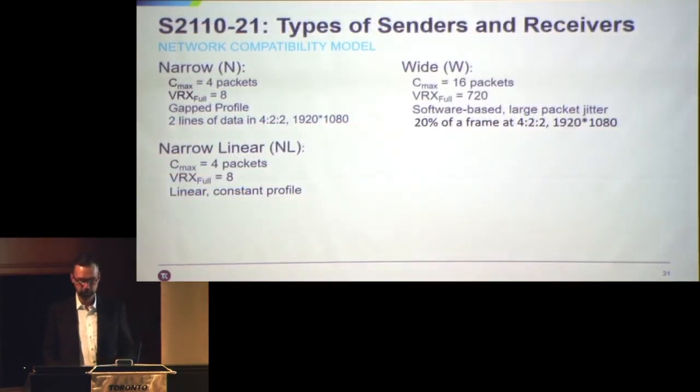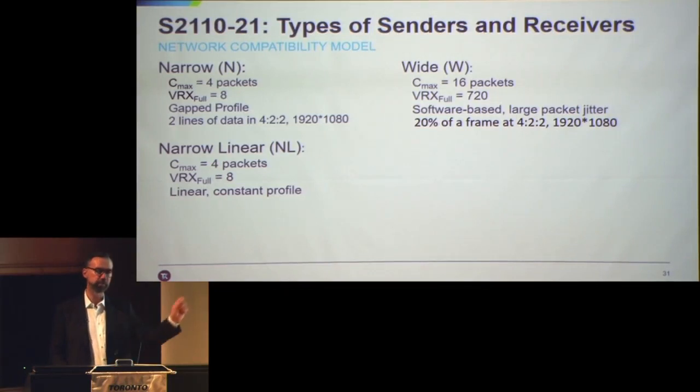There are some specs for this. For example, a narrow sender doing a gapped profile has to keep 4 packets CMAX, 8 packets virtual receive buffer, and that's about 2 lines of data for a 1920 by 1080 raster. If it's a wide model, it's 16 packets from the sender's side, and the receiver could be up to, say, 720 packets in its buffer. That's almost 20% of the whole frame.